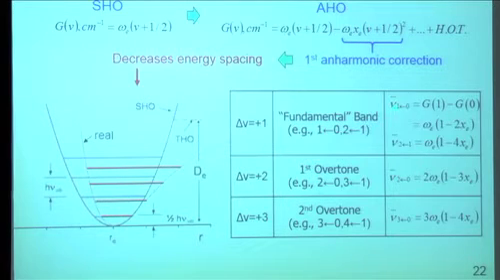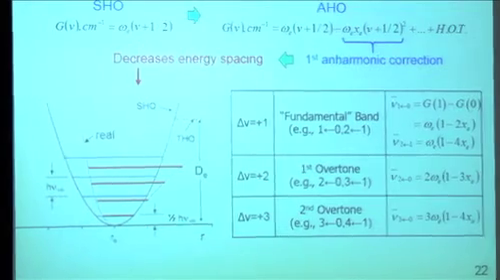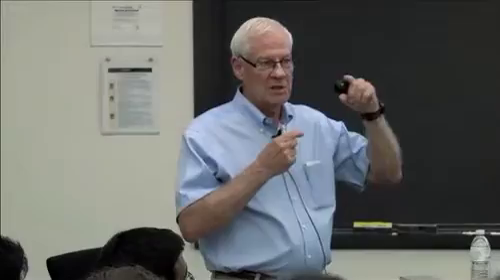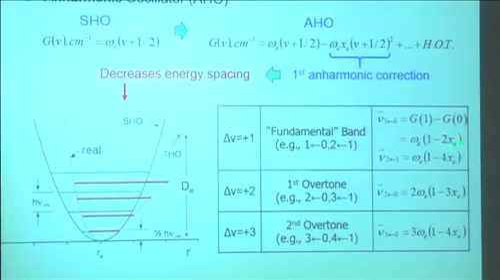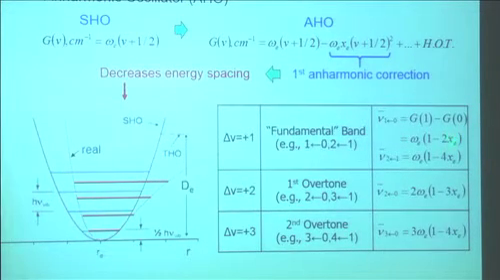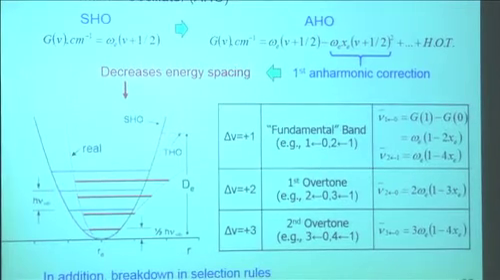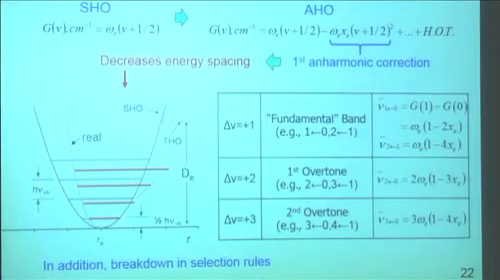Nu bar, this would be the transition energy between 0 and 1. It's the difference between G of 1 and G of 0. Remember, G is the energy. Now this is the rotationless energy, just the vibrational energy. For 0 to 1, here's my correction term. So if x is 0, it's a harmonic oscillator. If x is not 0, there's my correction term. Omega e hasn't changed, and so on. It's in the notes. Okay, so there's a slight breakdown in the selection rules, not much.